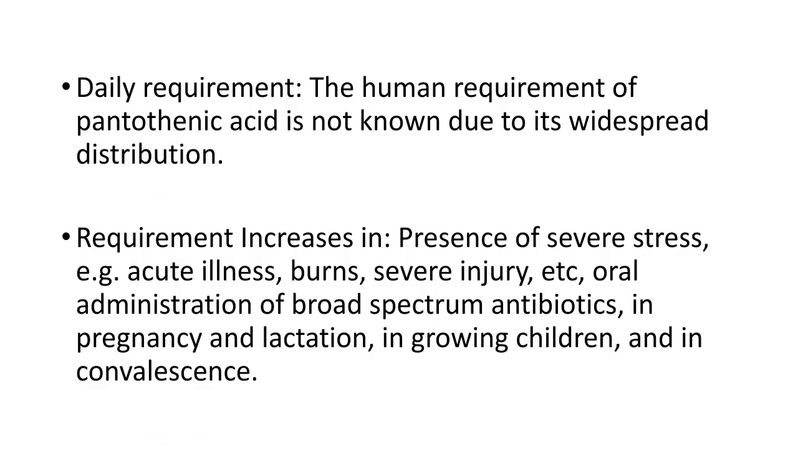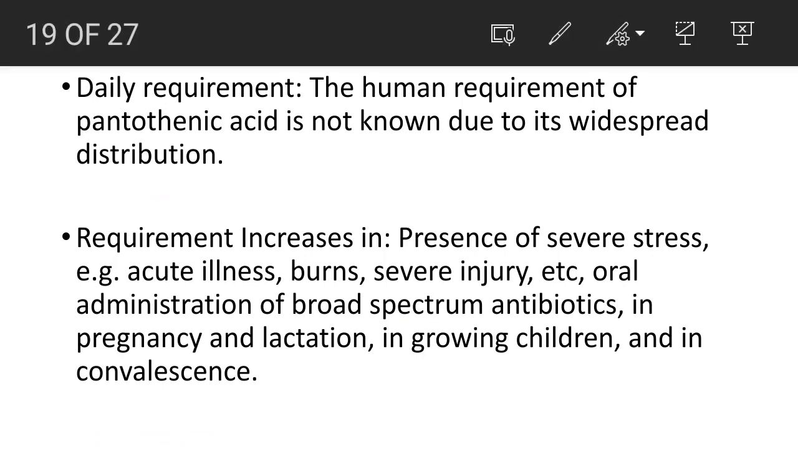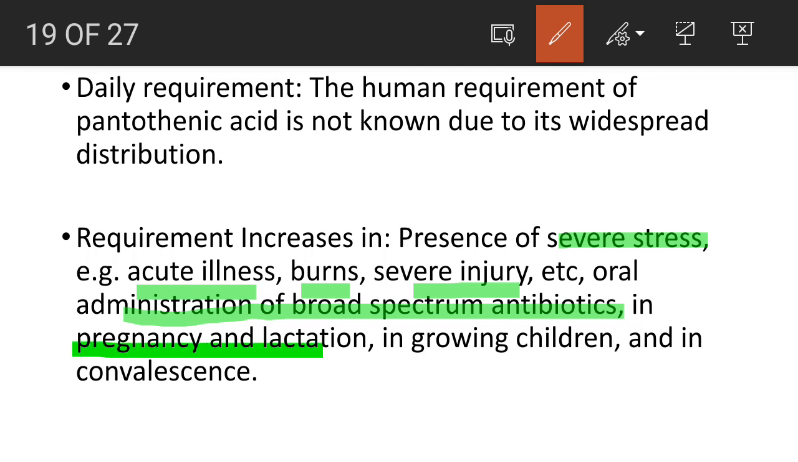Moving on to the daily requirement. First of all, the human requirement of vitamin B5 or pantothenic acid is not known due to its widespread distribution. Requirement increases in the presence of severe stress, for example in cases of acute illness, burns, severe injury, etc. Also with oral administration of broad spectrum antibiotics, in pregnancy and lactation, in growing children, and in convalescence.